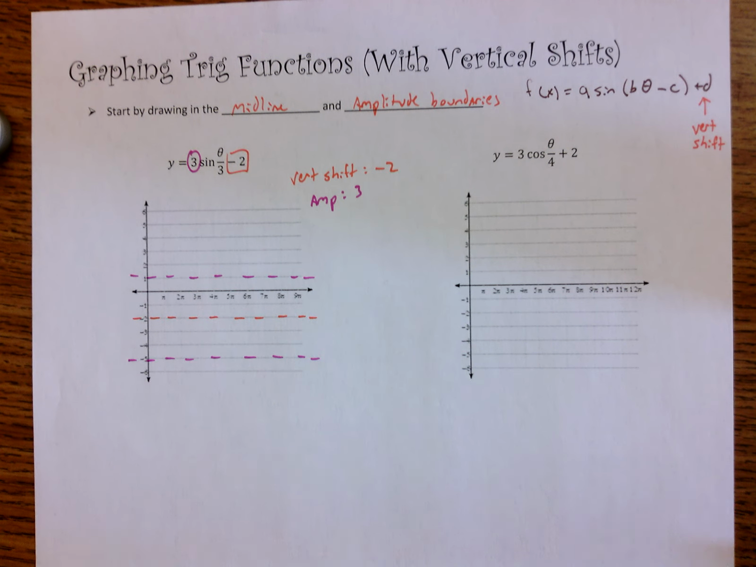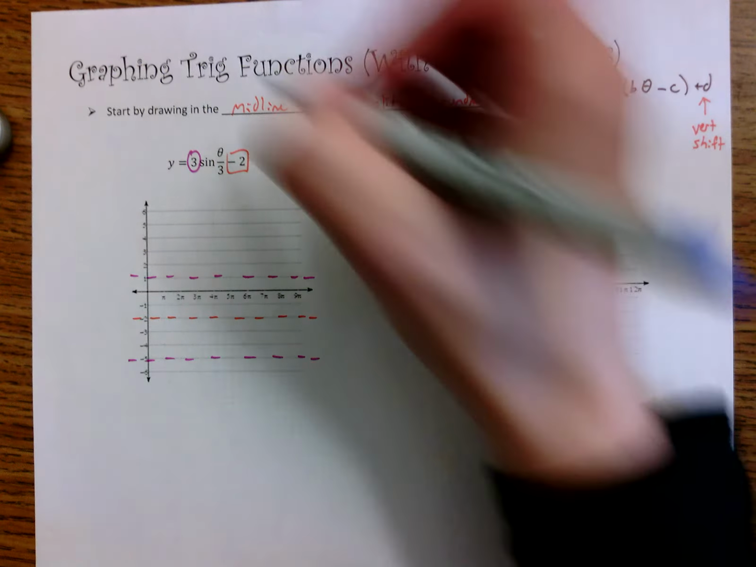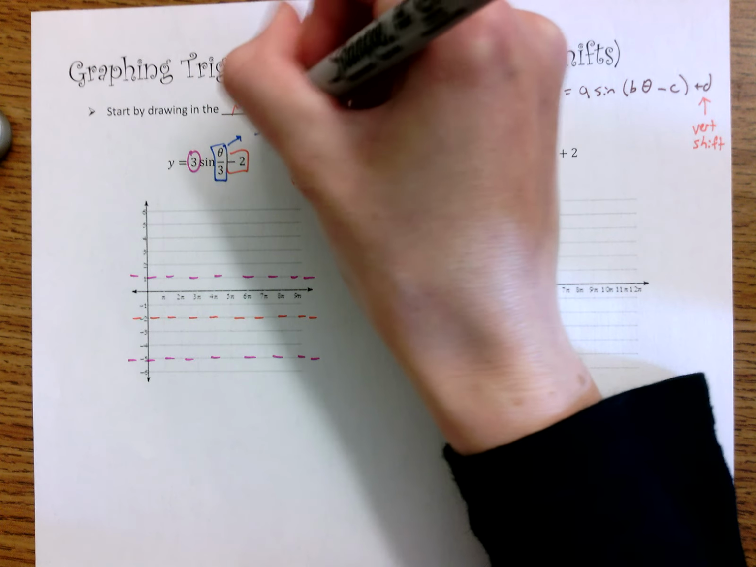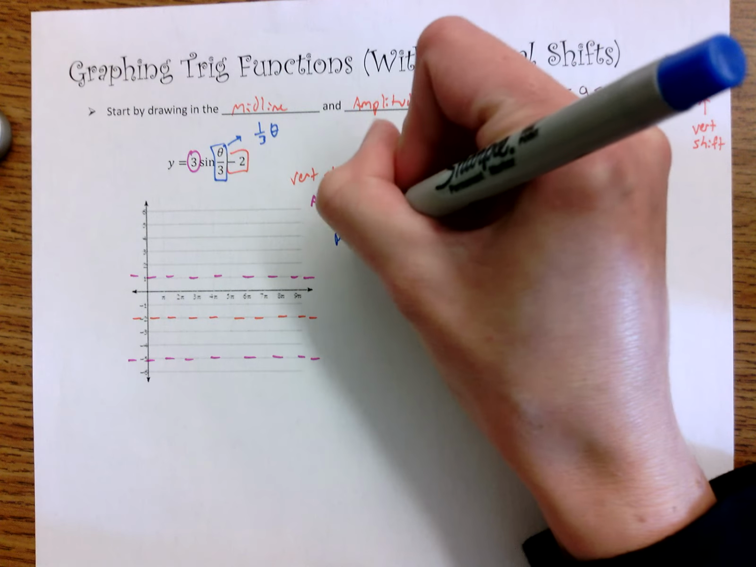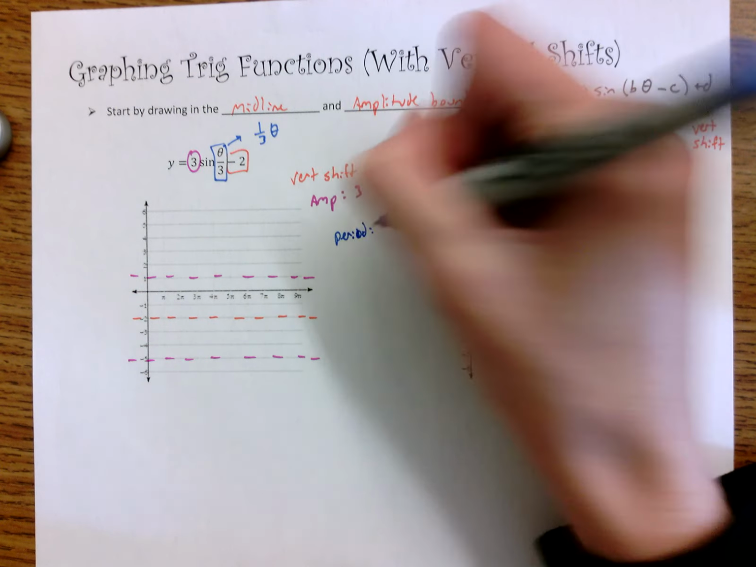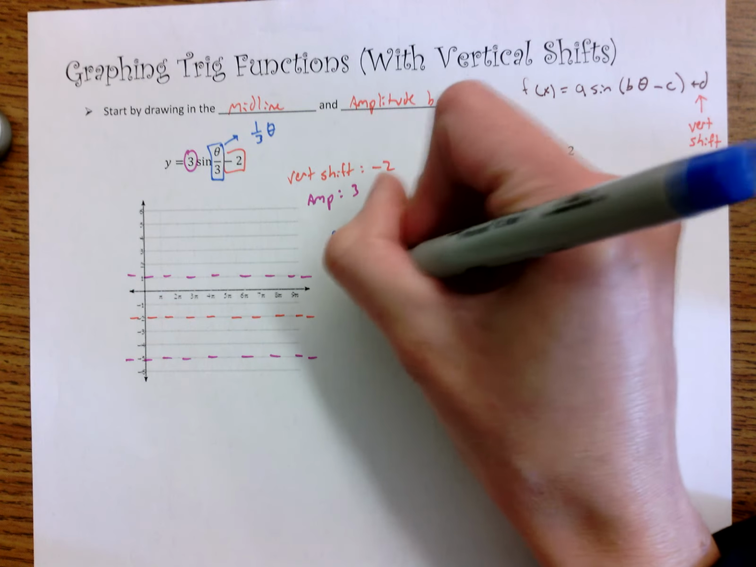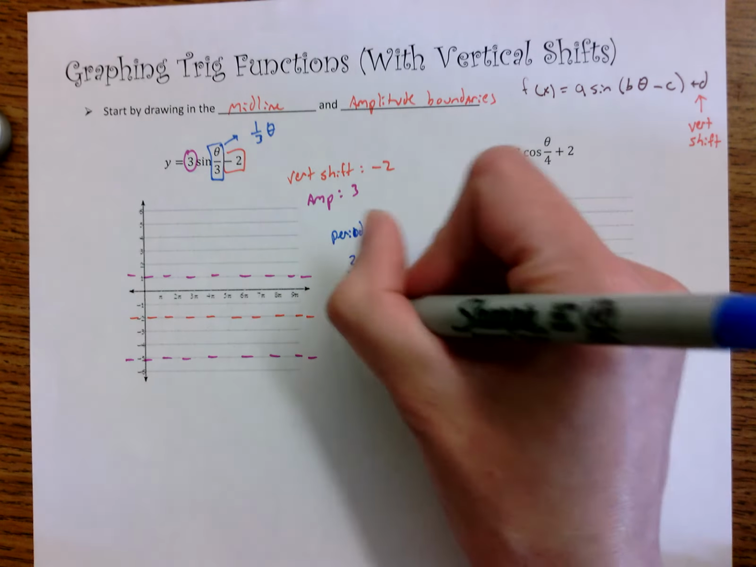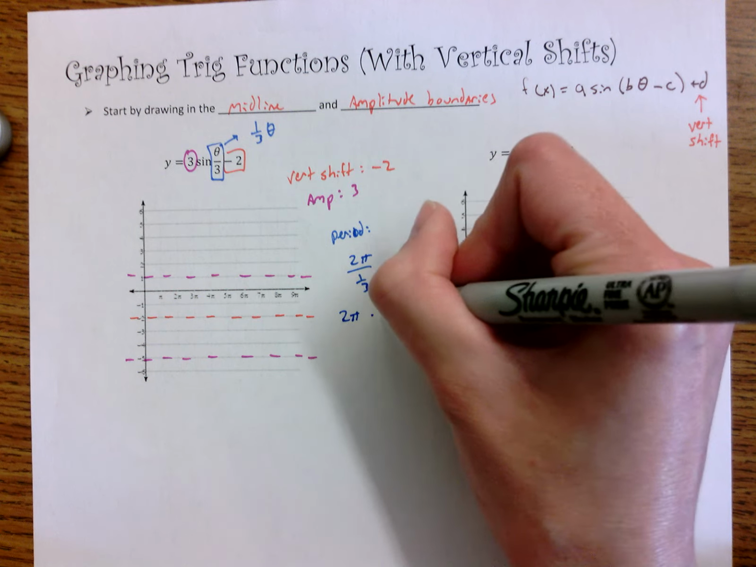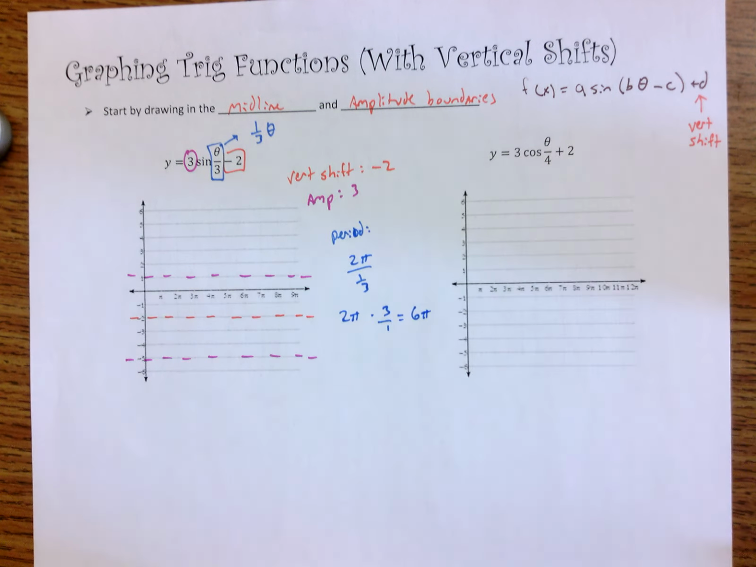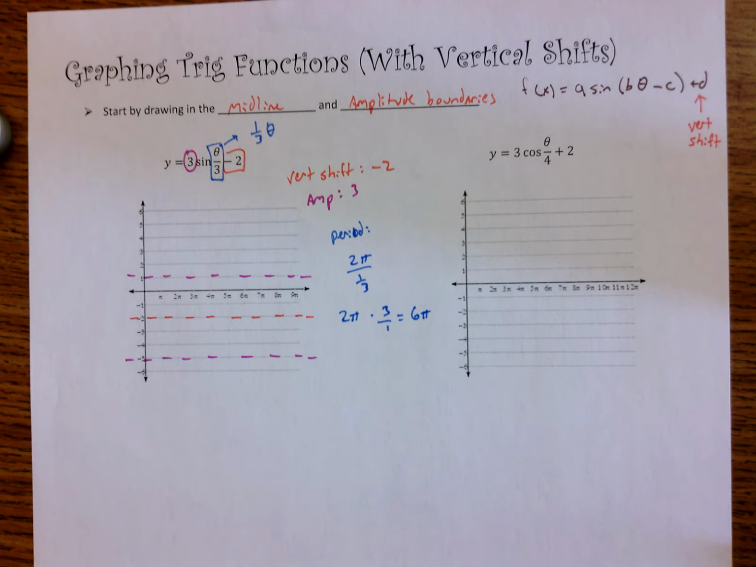And from there, everything's the same. Remember, this guy is the same as 1/3 theta. So to calculate my period, I'm in radians, so I'm going to do 2 pi divided by 1/3. That's the same as 2 pi times 3/1, which is 6 pi. There's my period.